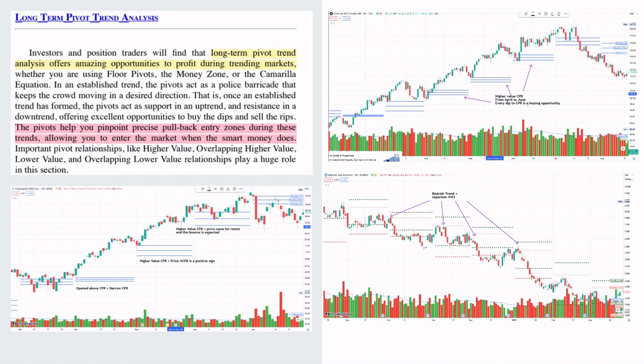And this pivot trend analysis will be on the concept of higher value, lower value, overlapping higher value and overlapping lower value only. These will tell us how the market is going to behave. Clear? Now let us go to one of the examples which has been shared.